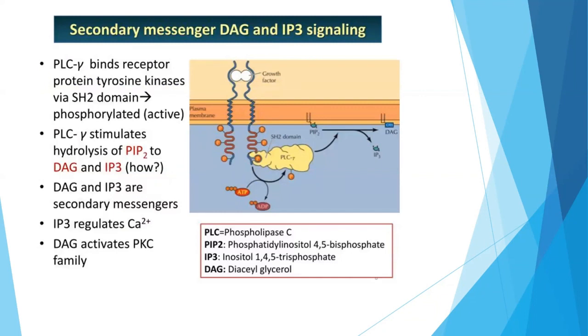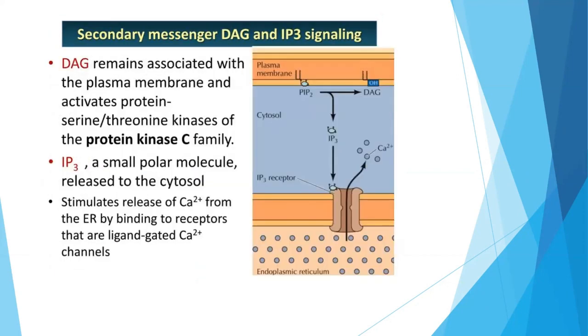So, secondary messenger system. The PLC, which is phospholipase C gamma, binds receptor protein tyrosine kinases via the SH2 domain. And then it gets phosphorylated, or it becomes active. So it stimulates the hydrolysis of PIP2, which is phosphatidylinositol bisphosphate, to inositol triphosphate. So the diacylglycerol and inositol triphosphate are the secondary messengers here again. And the inositol triphosphate then regulates the calcium, and the diacylglycerol activates the PKC family. The diacylglycerol then remains associated with the plasma membrane.